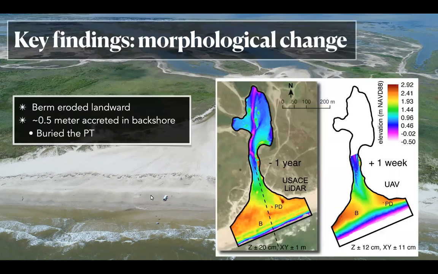So some key findings from this hurricane. The morphological change was relatively small. So here I'm showing digital elevation maps 1 year before the storm and 1 week after the storm. One of the large changes was migration of the berm, or erosion of the berm landward by about 50 meters. Some of the sand was deposited in the back shore. So this region right here, which is typically subaerial during quiescent conditions, buried our pressure transducer.